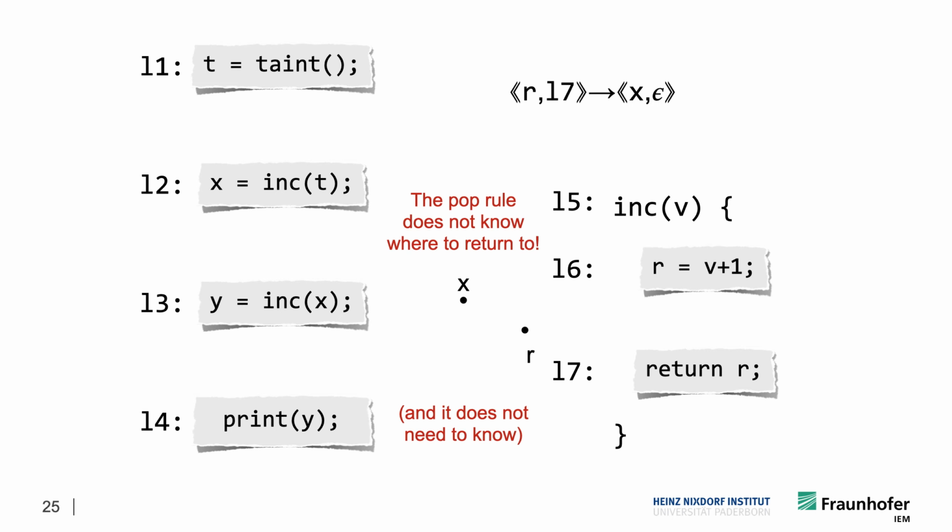And this is interesting because the pop rule basically doesn't know where to return to, right? If you look at the pop rule, it has no knowledge of where to return to, but it doesn't have to, right? Because that knowledge is already encoded in the stack itself. And this then assigns the flow from R back to X here. And this is how this works in the example.